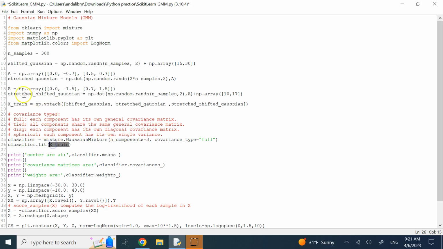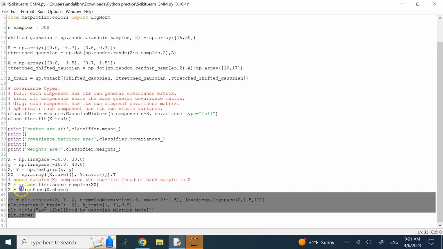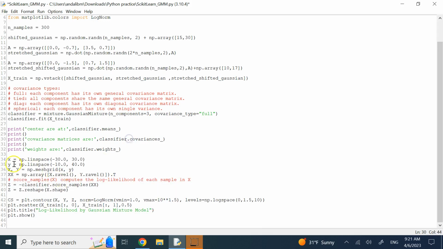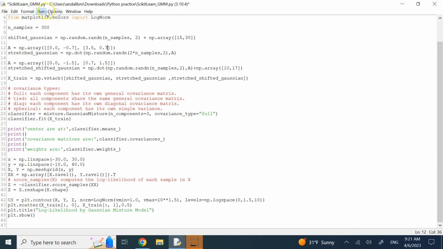classifier.fit, and then I pass my stack via stack data to it. And then I can get my centers by classifier.means_, I can get my weights by classifier.weights_, and the covariances by classifier.covariances_. So I can show you all of those results. And here I'm doing some basically contour plot to show you those results. So before I explain this, let me show you the result, and then we talk more about it.